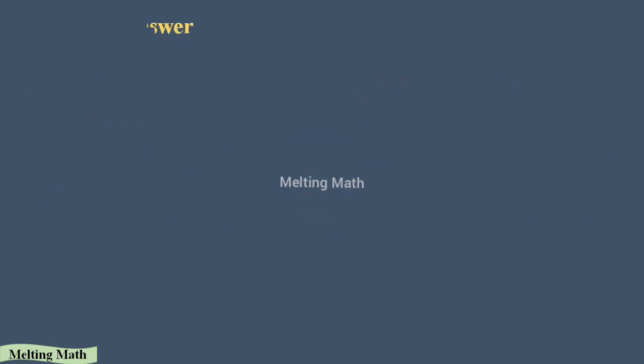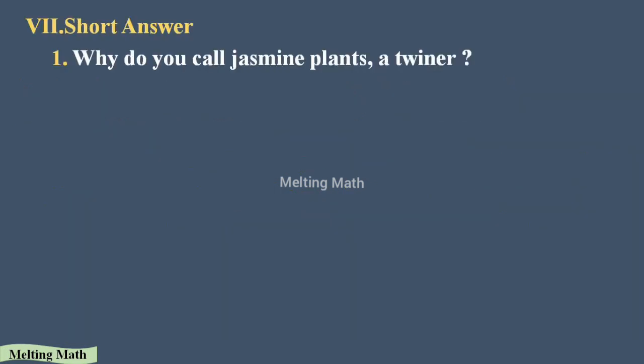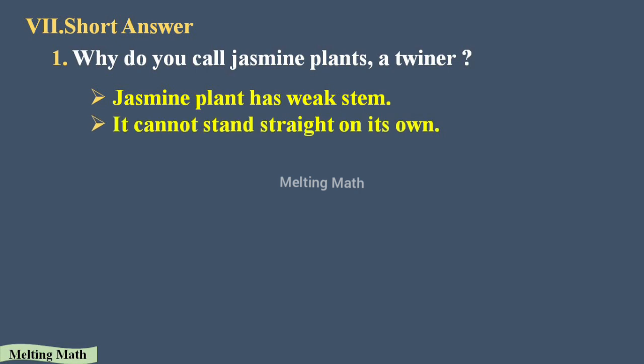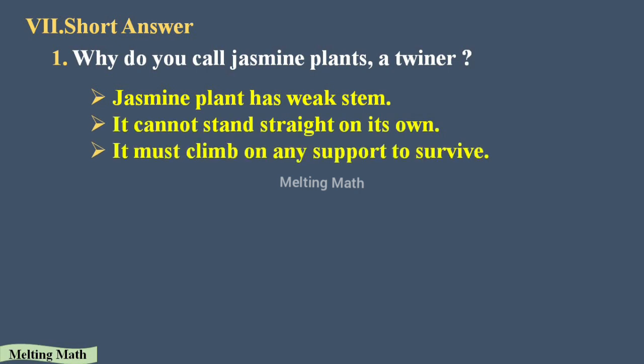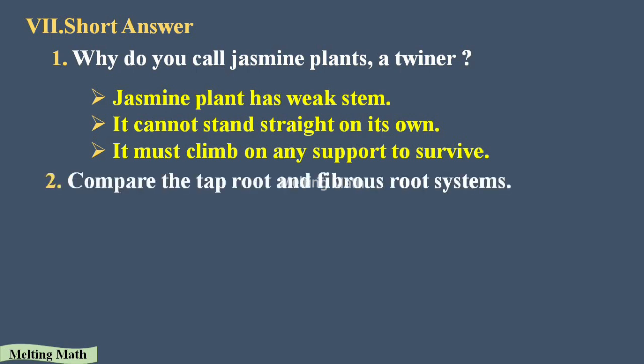Next, see the Roman letters. Seventh one, short answer. First one, why do you call a jasmine plant a twinner? Because a jasmine plant has a weak stem. It cannot stand straight on its own. It must climb on any support to survive. Okay. Next, see the second one. Compare the tap root and fibrous root system.